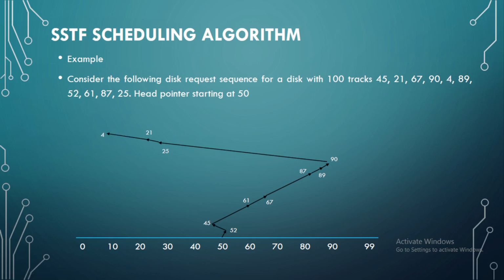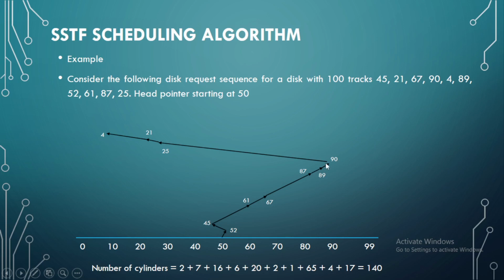Now we have to find the disk movements. Here you can see from 50 to 52, so 2. From 52 to 45, 7. From 45 to 61, 61 minus 45, 16. From 61 to 67, 6. From 67 to 87, 87 minus 67, 20. From 87 to 89, 2.